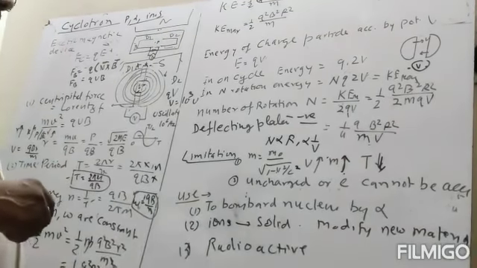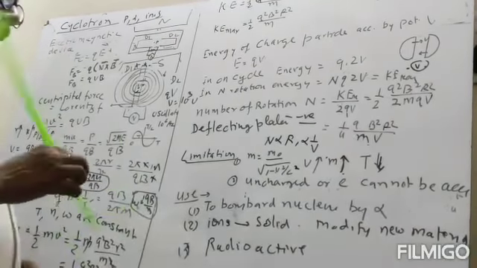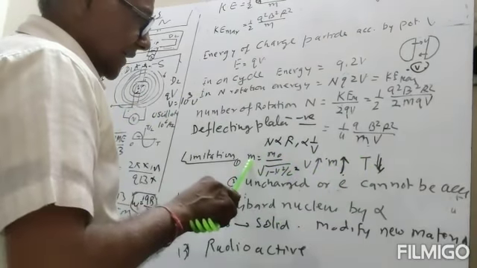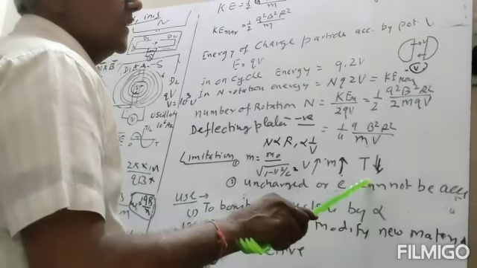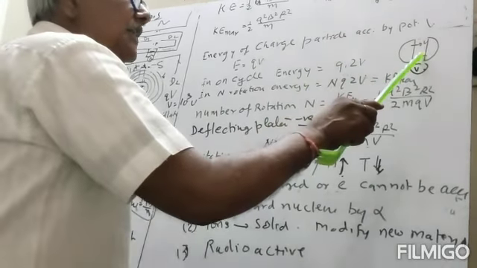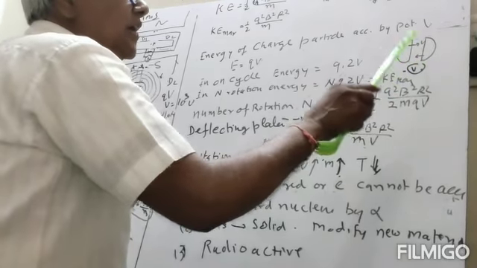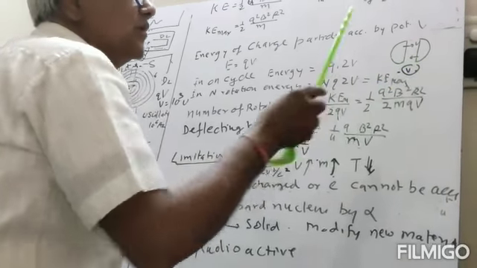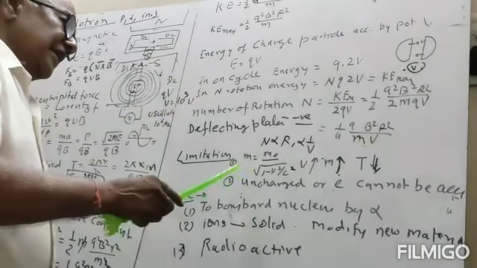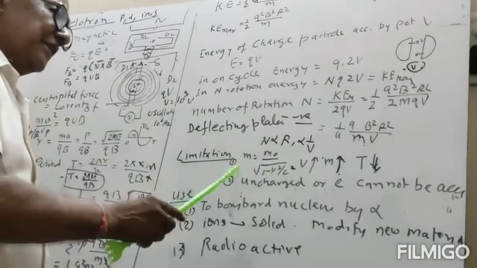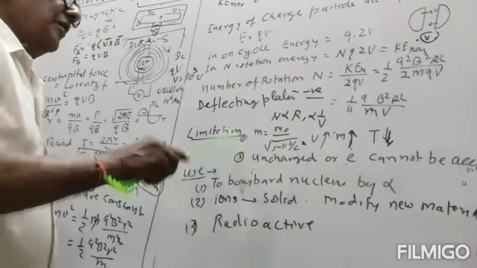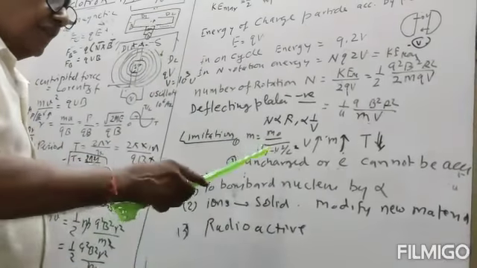As we found earlier, T will increase with mass. So when m rises, T changes, which means the particle will not be in the gap when the polarity changes. Before it reaches the gap, the polarity changes, so it will not be accelerated. So this is the limitation.